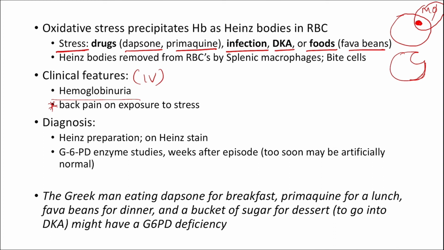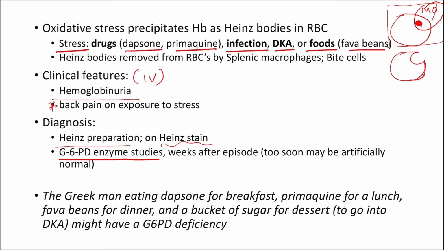Next, you have diagnosis. So like I said, Heinz preparation, you basically just take a smear with a Heinz stain and you should be able to see all these Heinz bodies. So if you look at this, then you know that it's kind of diagnostic, the presence of the Heinz body. Also, you can do just a simple G6PD enzyme study, but sometimes if you do it too soon after the first attack, it might be artificially normal, so you have to keep that in mind.